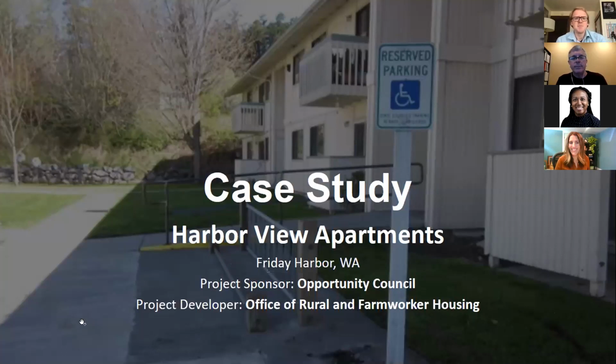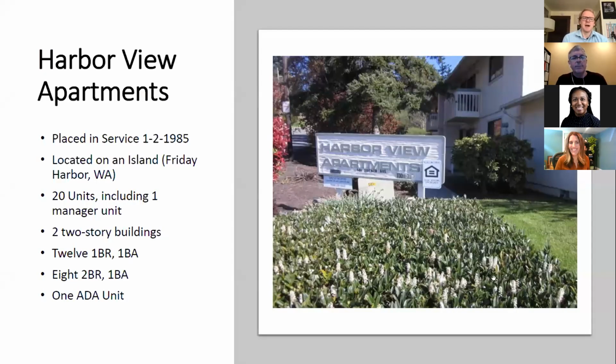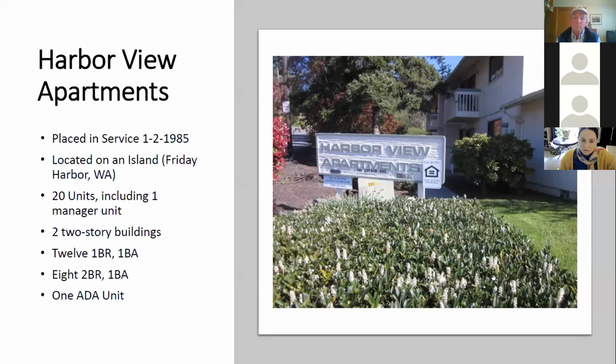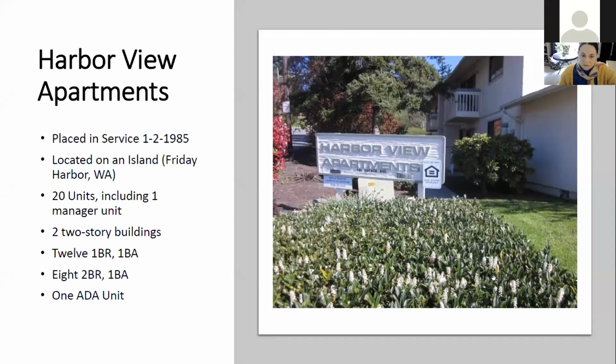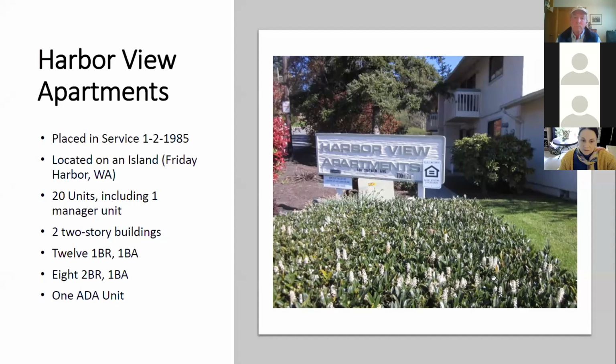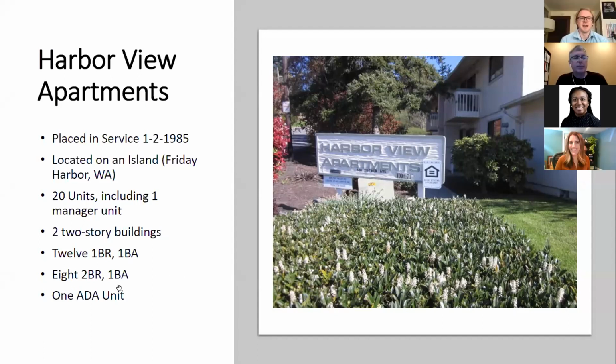Next slide, please. So I'll give you a little background on the apartments. They were initially constructed in 1985. They're located on an island in San Juan County, Friday Harbor. It's a 20-unit apartment building, including a manager unit. It's two two-story buildings, 12 one-bedroom units, and 8 two-bedroom units, one of which is ADA.